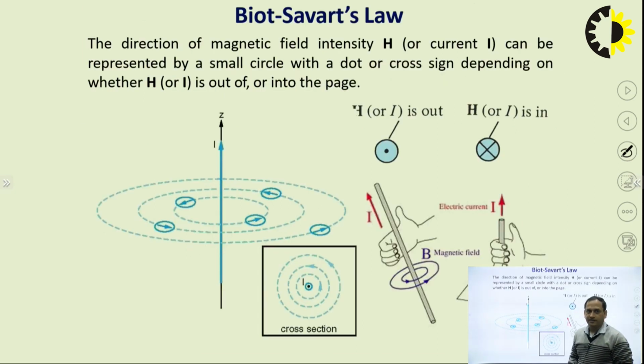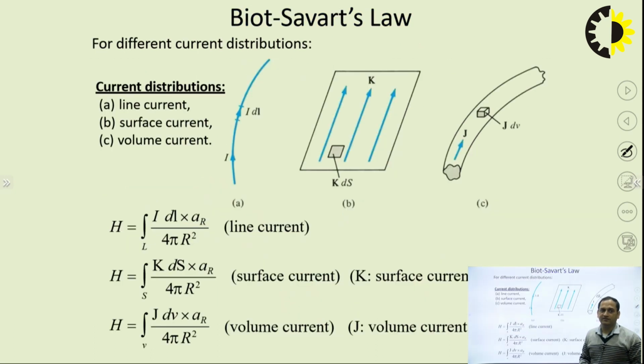Then we represent the direction of the magnetic field H by a small circle with a dot, which represents the direction. If it is going out of the board, we represent it like this. When the direction of H is inside the board, it is represented like this. So these complete things represent the direction of H, and this is very, very important, right?